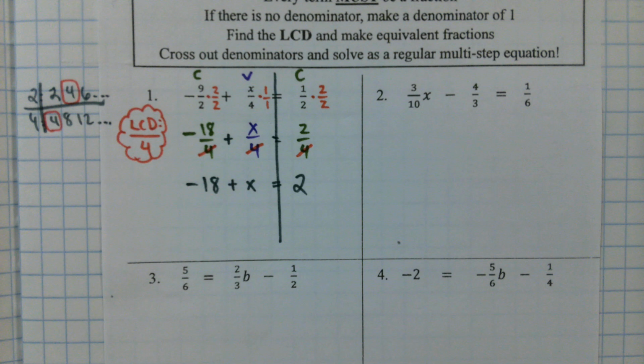What do I need to do now to get x all by itself? Add 18 to both sides. What is 2 plus 18? 20. So what is x equal to here? 20. That's right.